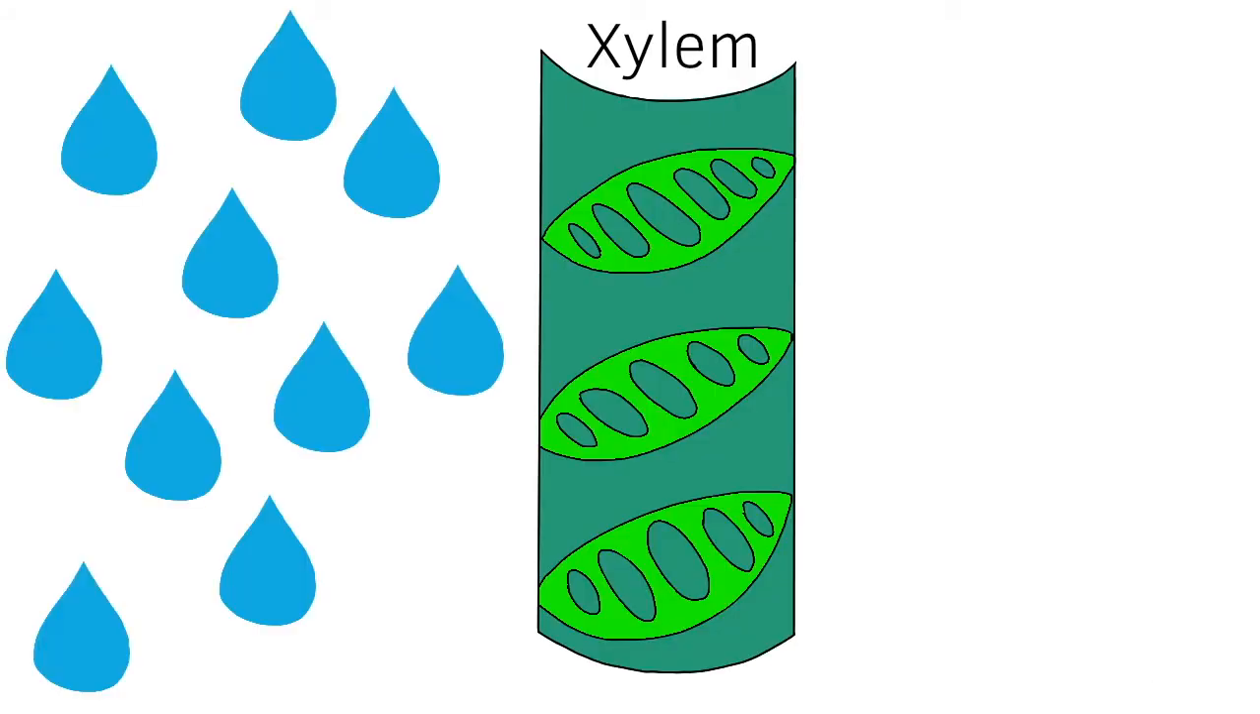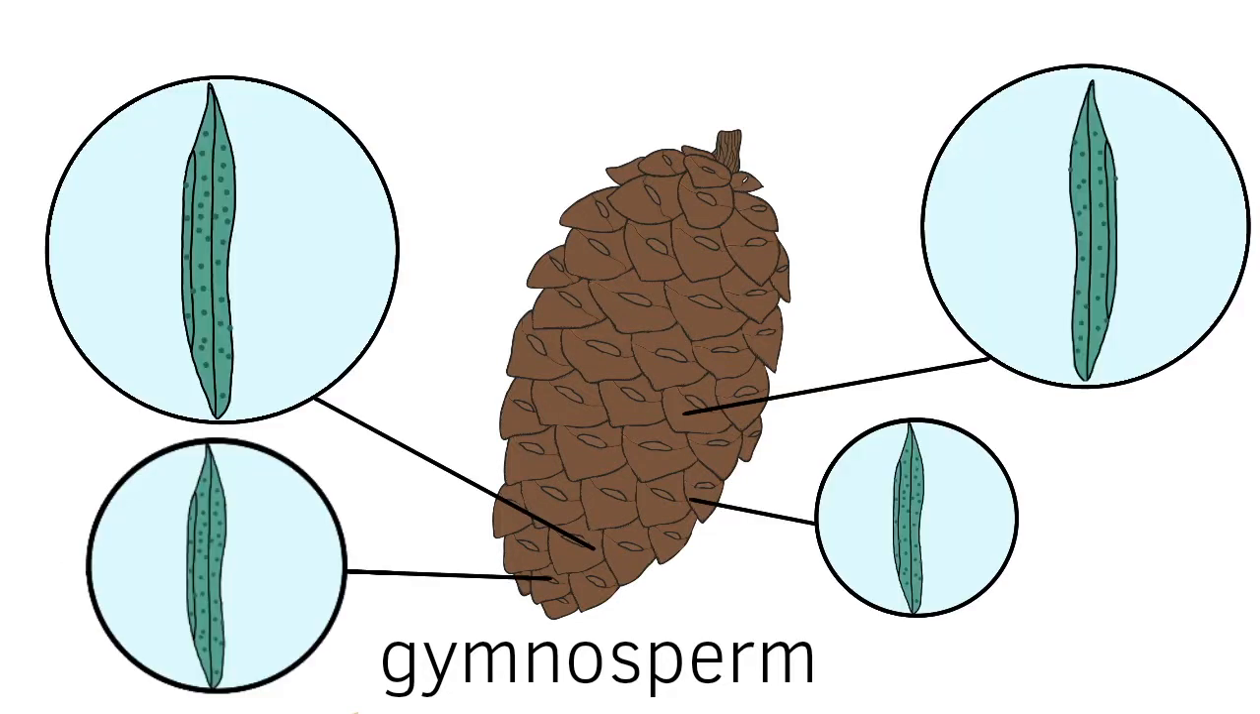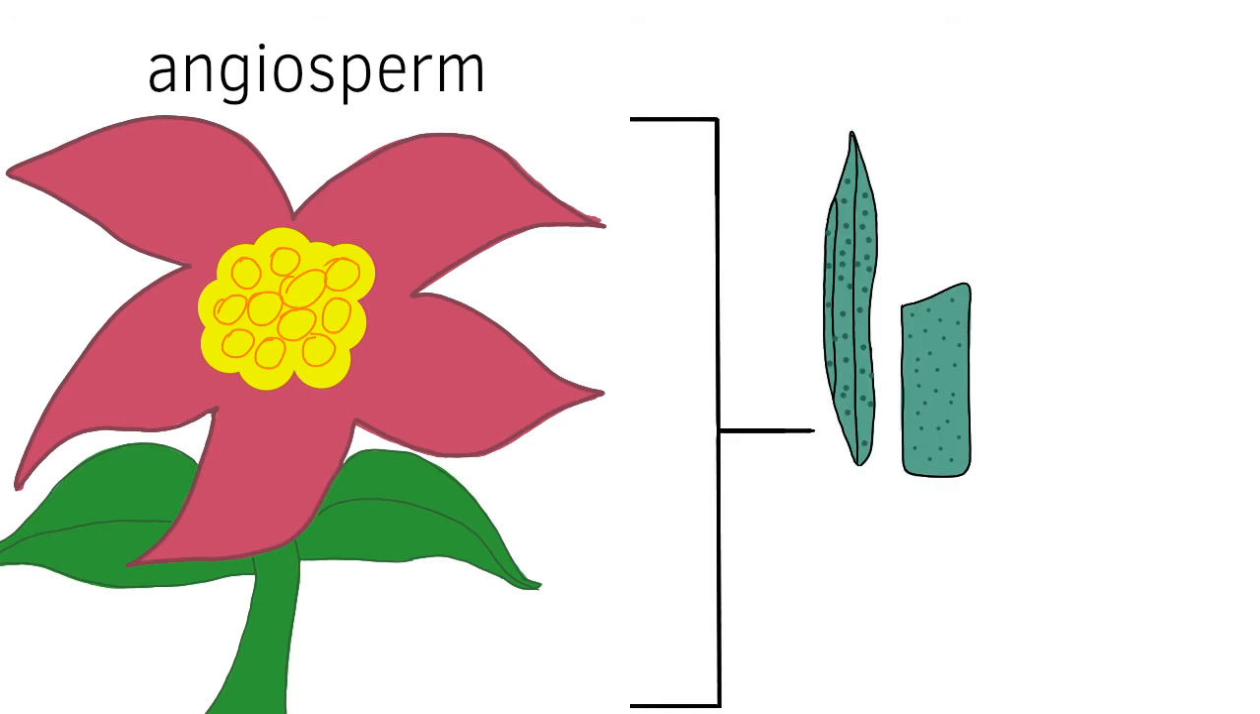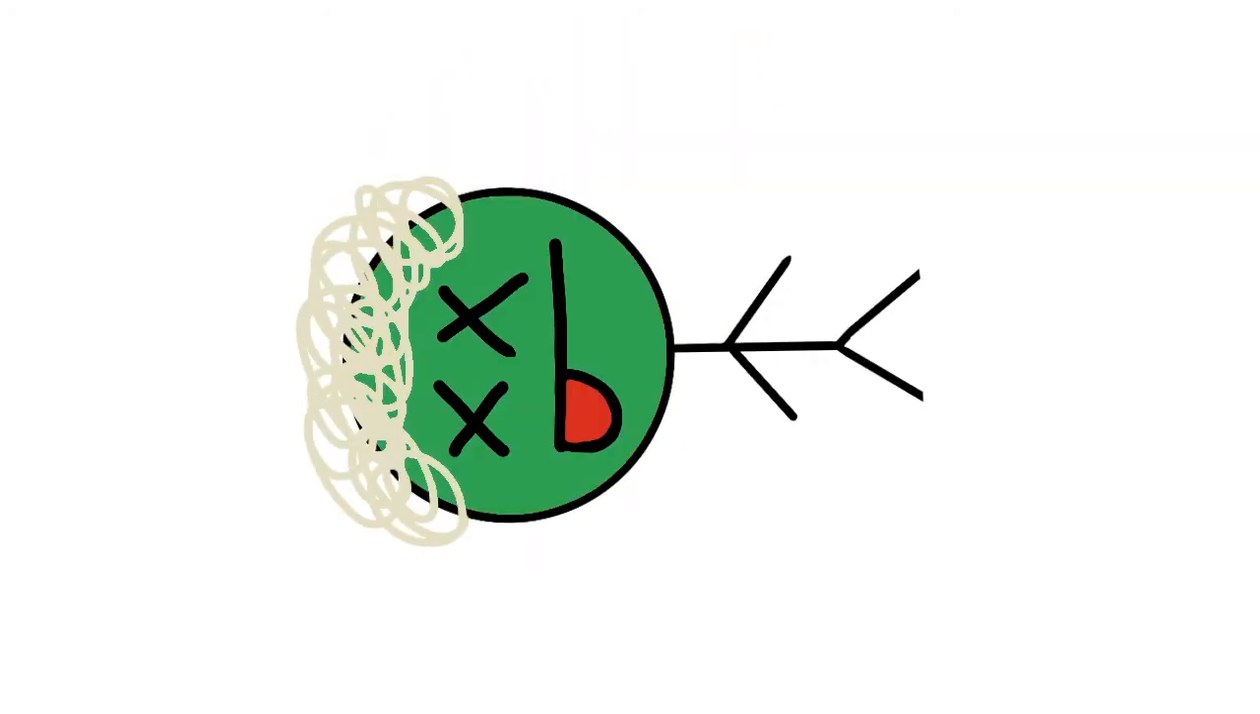Xylem is a water-conducting tissue of plants. In gymnosperms, xylem consists of cells called tracheids, while in angiosperms, it consists of two types of cells, tracheids and vessels. When tracheids and vessel elements mature, their living contents die, leaving the non-living cell walls in place.